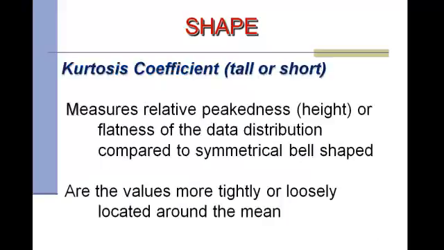Then there's one more measure that we can use to denote shape, and it's called the kurtosis coefficient. Kurtosis has a few kind of strange words. Kurtosis itself is a little bit odd, but basically when you see kurtosis, just think, are the data tall or are they short? As it tells you here, kurtosis measures the relative peakedness, meaning the height or the flatness of a data distribution, and that's in comparison to a symmetrical bell-shaped distribution.